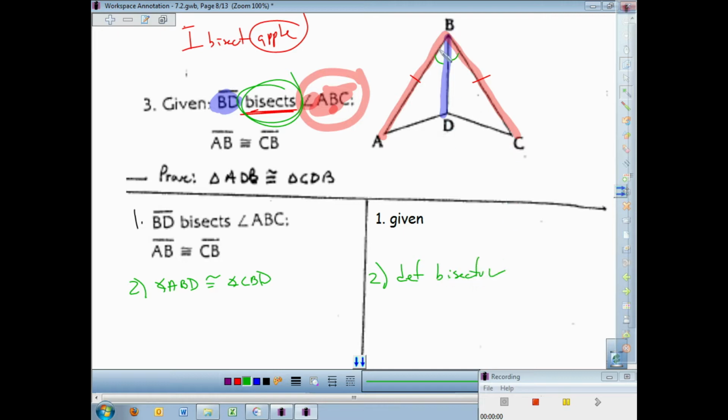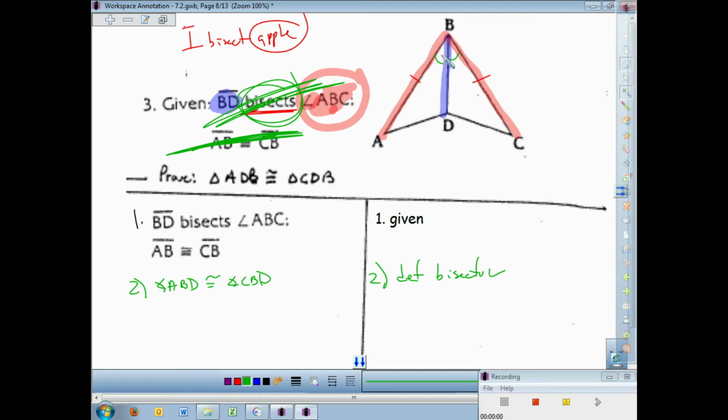Boom. This blue dude, this knife right here, cut that red angle into two equal pieces. Rock and roll. So I've used up everything they gave me. I marked that. They gave me a bisector. I marked it and wrote it down. Now I want to see, do I have enough information to prove these two triangles congruent?